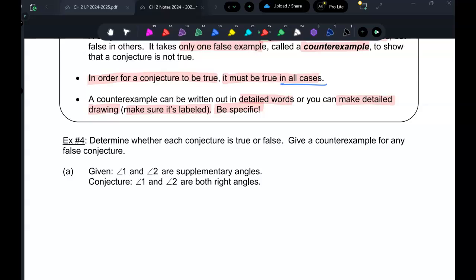So we're going to determine whether the conjecture is true or false. If it's false, we're going to come up with a counterexample. So we always have to be given a certain amount of information. For the first statement, it says angle 1 and angle 2 are supplementary angles. So we need to have two angles that are supplementary, which means they add up to 180. So here's a conjecture. Angle 1 and angle 2 are both right angles. So we're asking ourselves, does that have to be true?